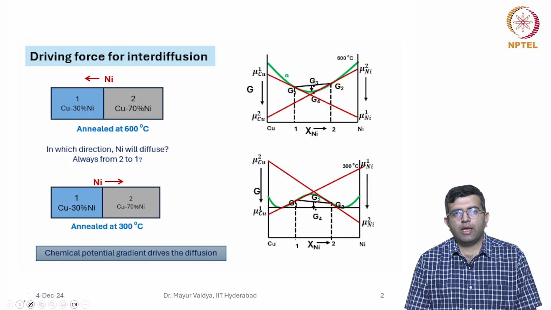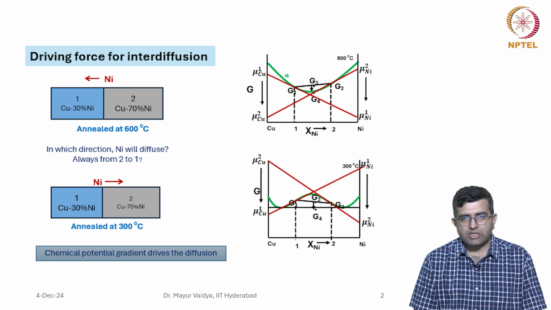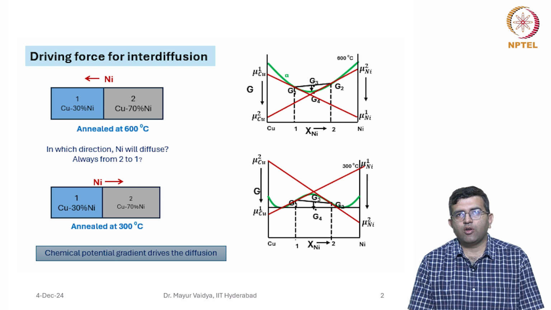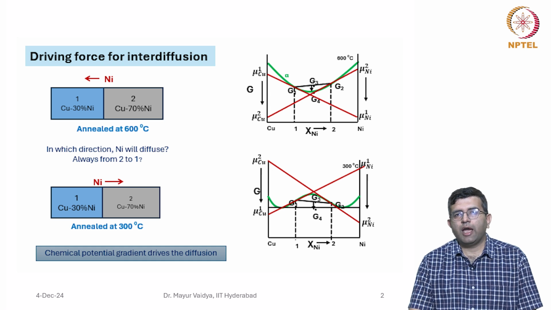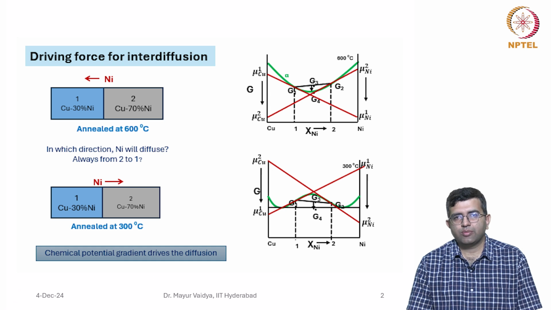Now what is the situation at 300 degree centigrade? At this temperature, the free energy curve is actually not like a single phase alpha, but it has a region where the single phase is not stable. So there is a miscibility gap in the system, and therefore the free energy curve has a nature like this. Now if I plot here, this is G1, that means this is alloy 1, and here it is G2, which is alloy 2.